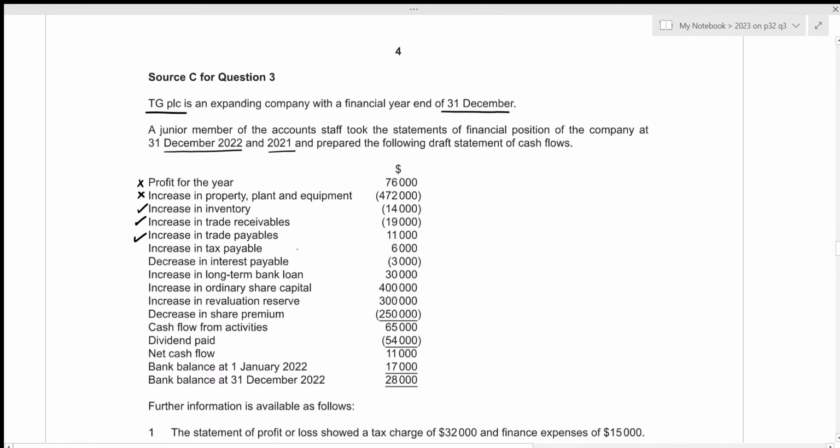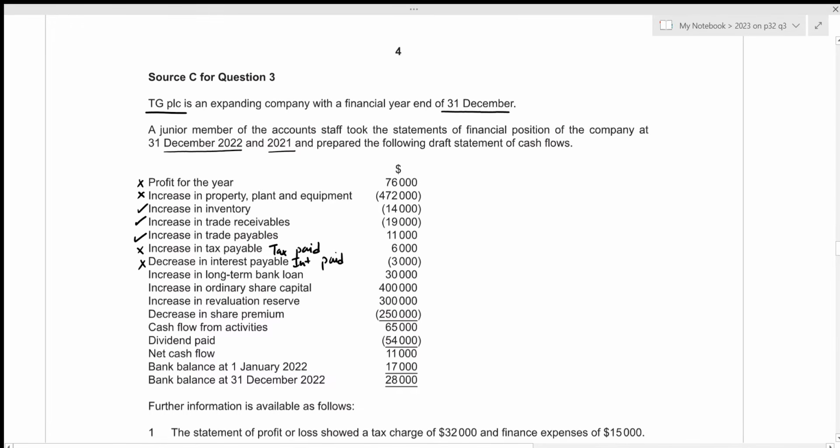Then we are given the increase in tax payable. This is incorrect because we do not include the increase in tax payable. We have to include tax paid. So we have to make an adjustment for this. Then there's the decrease in interest payable. Again, this is incorrect. We do not include the decrement in interest payable. We include the interest paid.